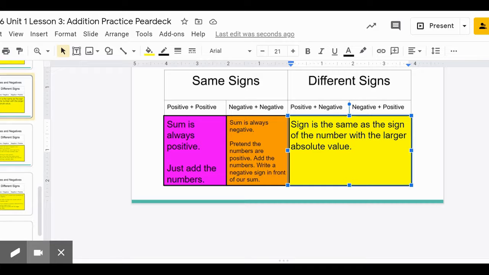Can you please flash your camera on if you're like, oh, that makes sense? Cool, cool, cool.